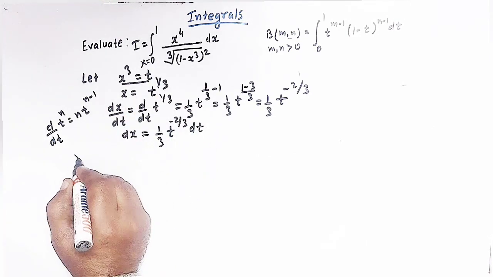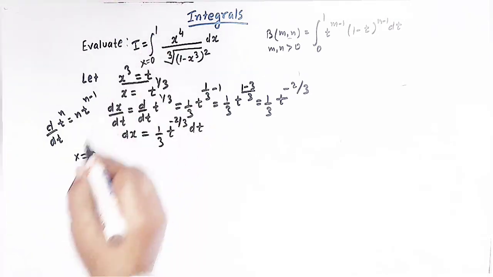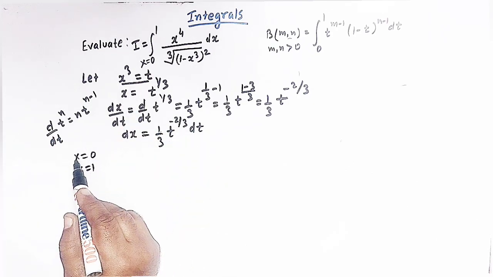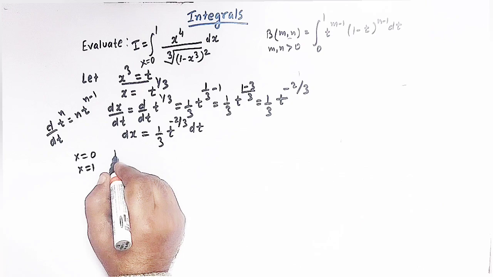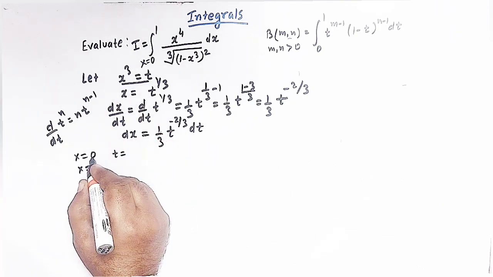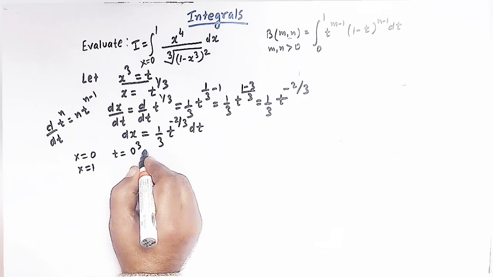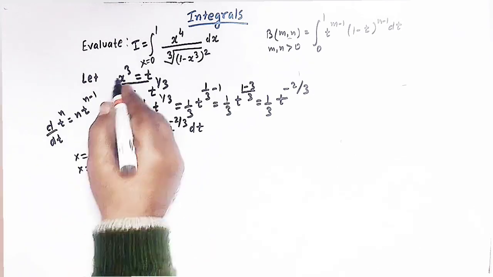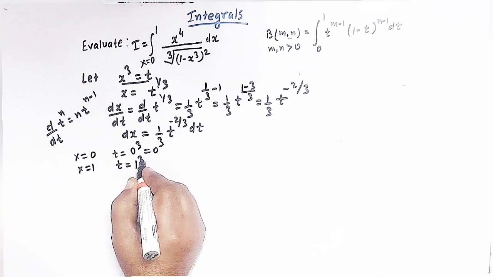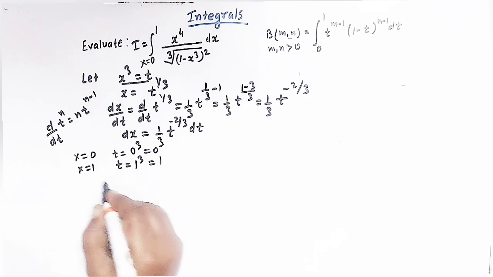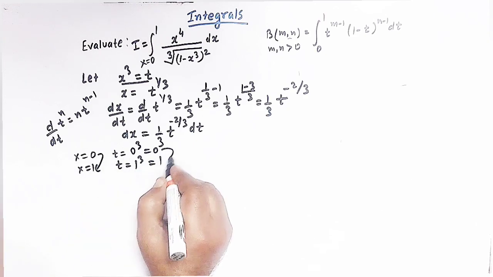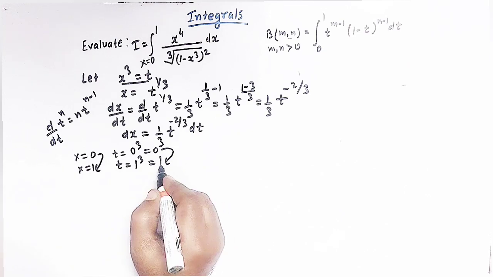So now let us change the limits accordingly. So here the lower limit is x is equal to 0, and the upper limit is x is equal to 1. So when x is equal to 0, then the value of t can be obtained from this expression. So we have x is equal to 0, so 0 cube is 0, and when x is equal to 1, then the value of t is equal to 1 cube, that is equal to 1. So when x goes from 0 to 1, then t also changes from 0 to 1.